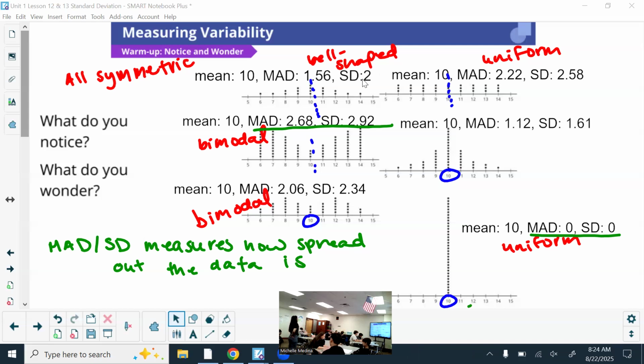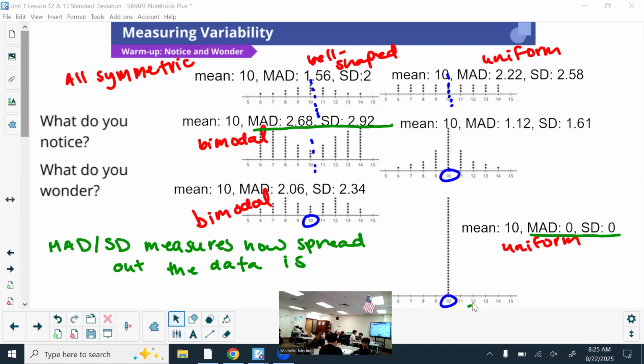So mean and median tell you typical values in the data set. Standard deviation and MAD tell you how spread out it is. That's why the one in the bottom right corner has a standard deviation and MAD of 0, because it's not spread out at all. So good test questions would be, if I added a point to this data set, how does that change the MAD and standard deviation?